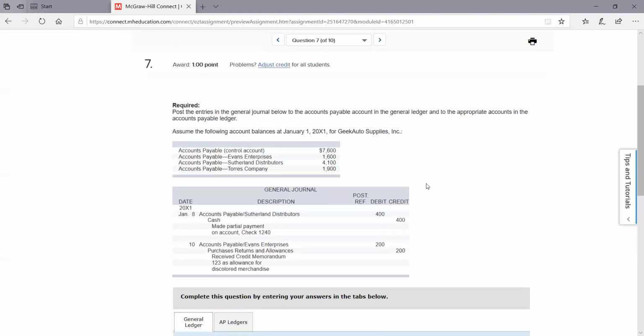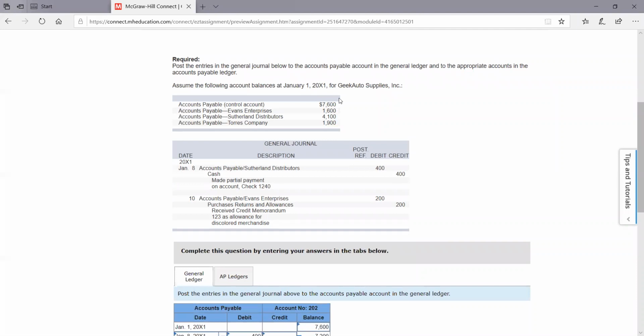All right, number 7, we're going to get into the AP ledger. And you'll note that they give you a control account, just like you have accounts receivable, accounts payable is your control account here. These 3 creditors add up to who we owe. That adds up to the 7,600. Notice we got a couple postings here we got to account for. One's to Sutherland and the other one is to Evans, it looks like.